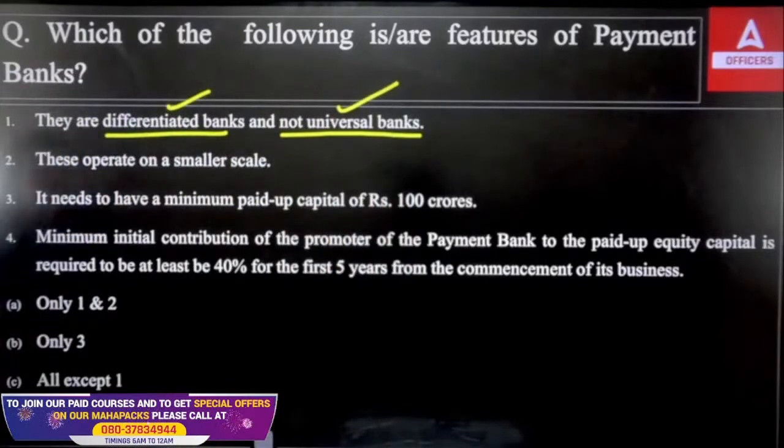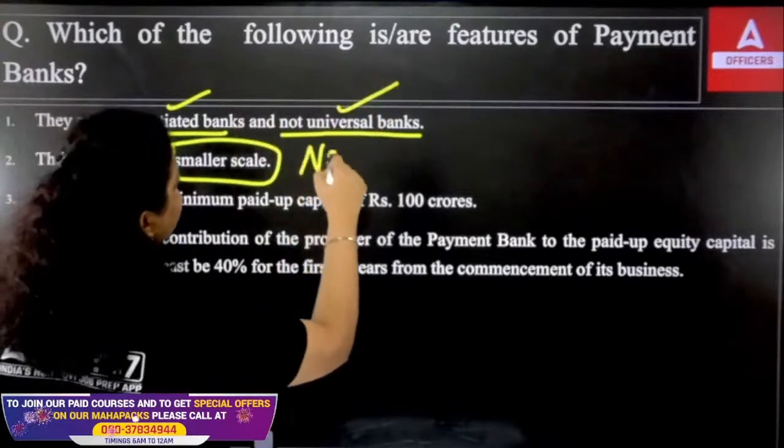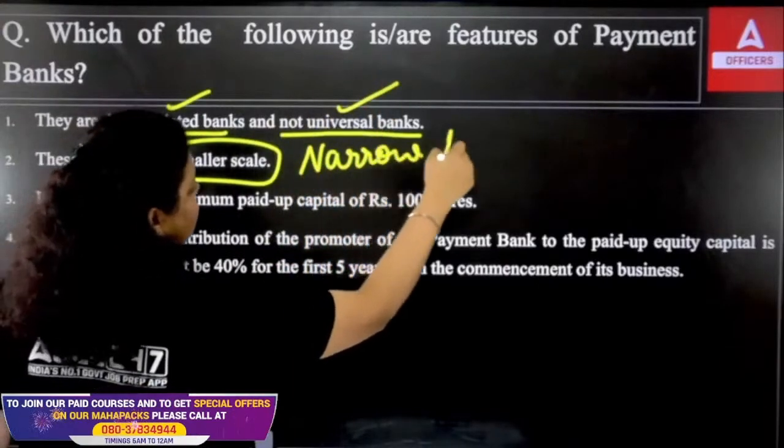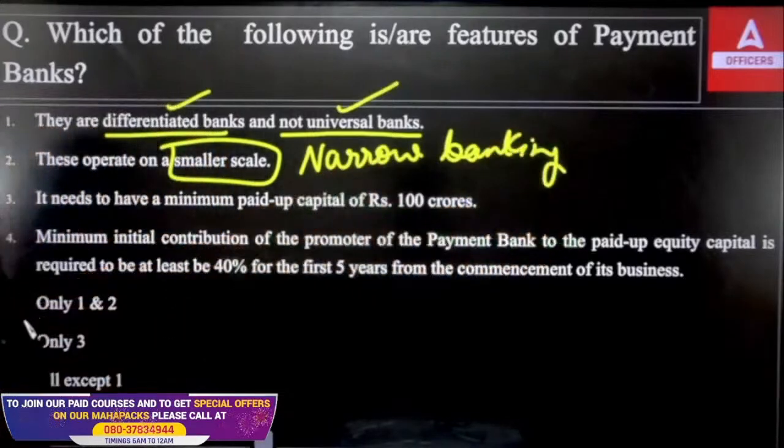Okay, second, these operate on a smaller scale. It's very obvious. Payment banks are an example of narrow banking. Narrow banking means when the bank places its fund only in risk-free assets. That's what the payment bank can also do.